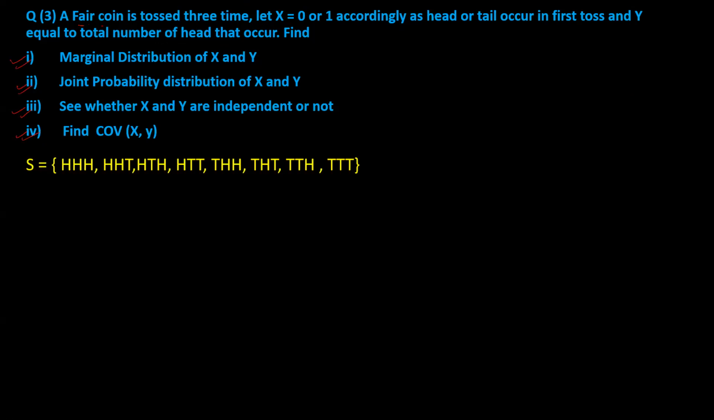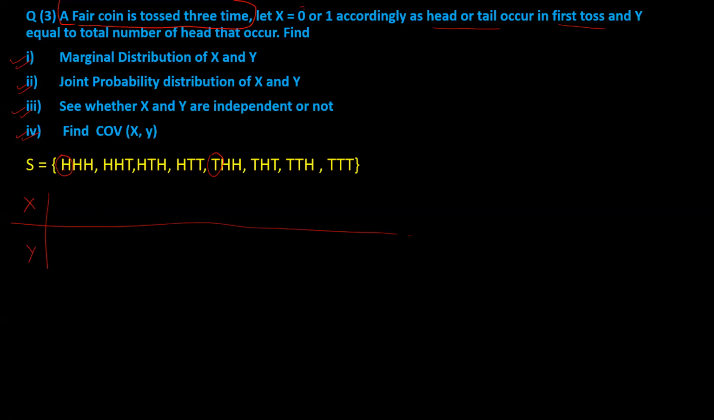So a fair coin is tossed 3 times. The first thing you have to do is write all the sample spaces. Now in the sample space itself, I am adding the random variables x and y here. So you can see that x is 0 or 1 as head or tail occurs in the first toss. What it means is that if in the first toss it is head, then I have to put the 0 value. If it is tail in the first, then I have to put the 1 value as x. This is what it means.